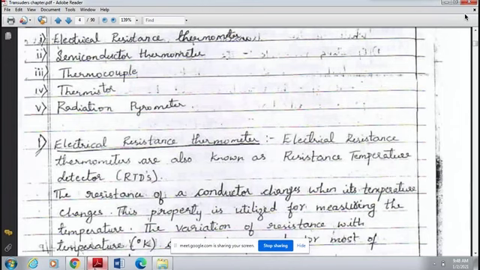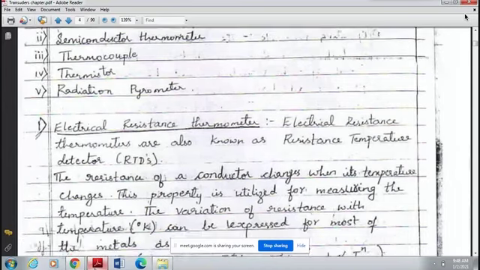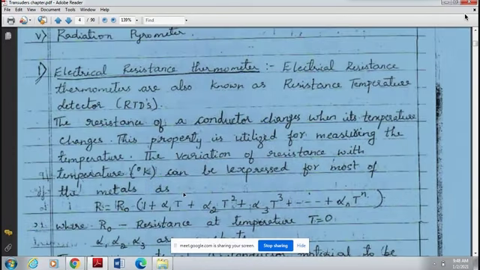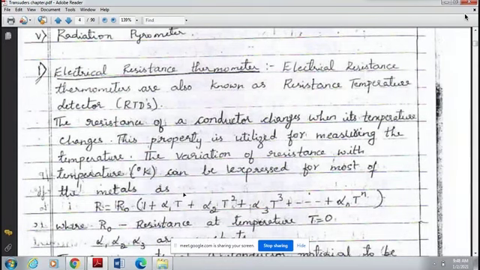The variation in the temperature is detected by the varying resistance of the conductor. So whenever the resistance of the conductor changes, the temperature change is detected. This property, this change in the resistance of the conductor, is used for measuring the temperature in a resistance temperature detector. Okay, this is also expressed by an equation. Here you can see the variation can be measured by using this equation.